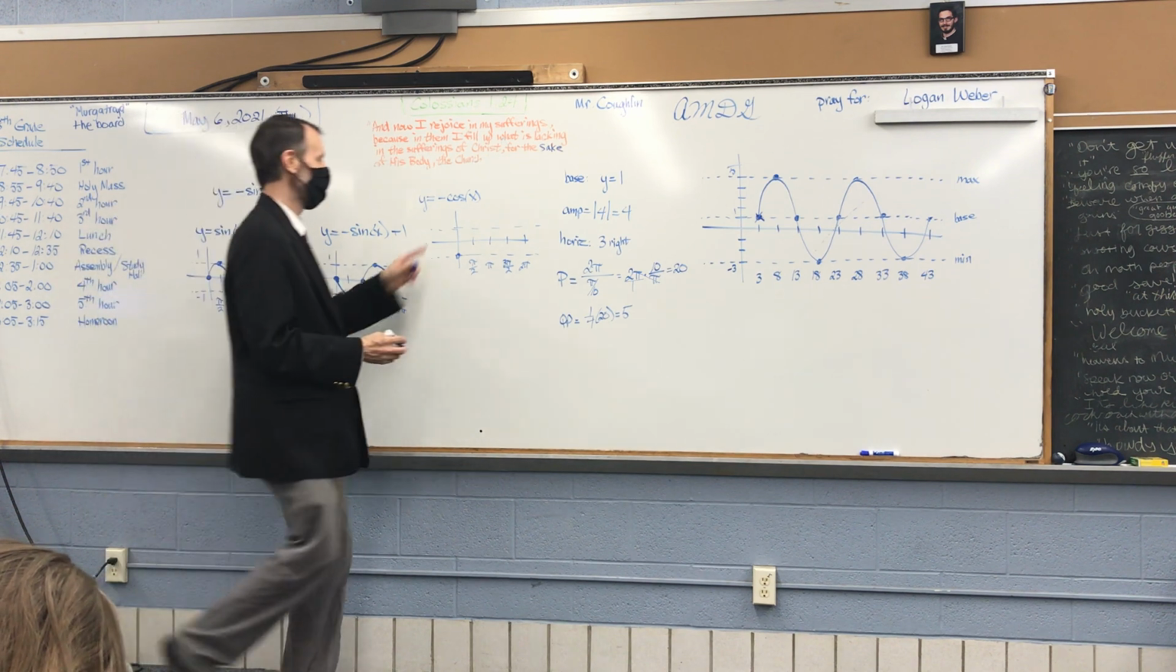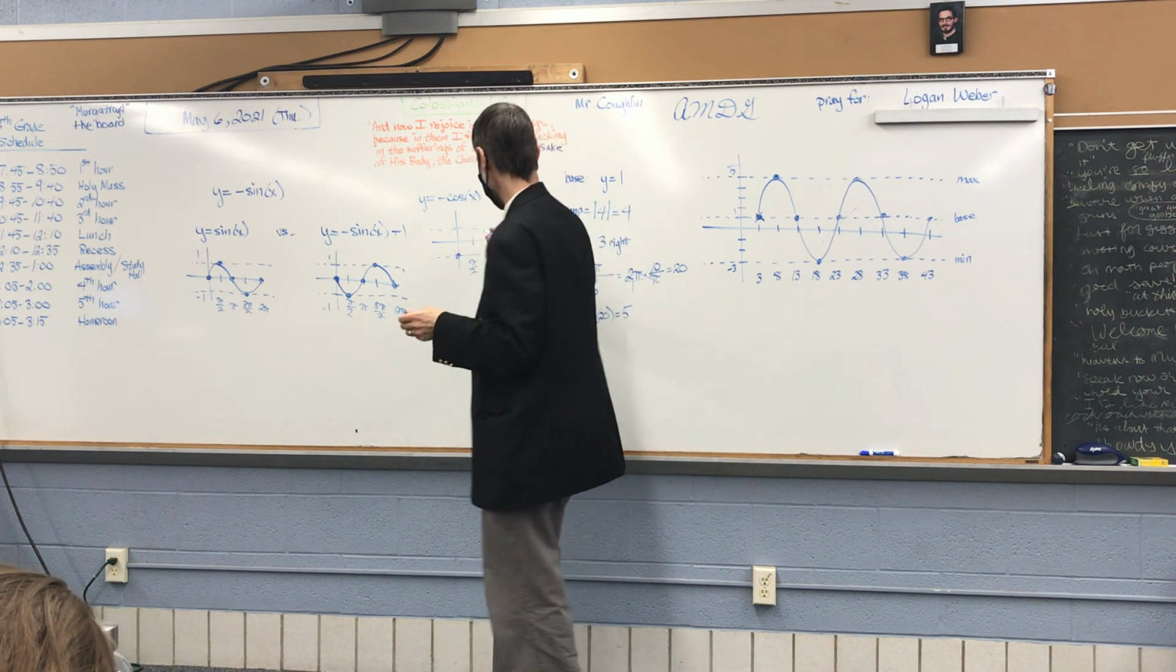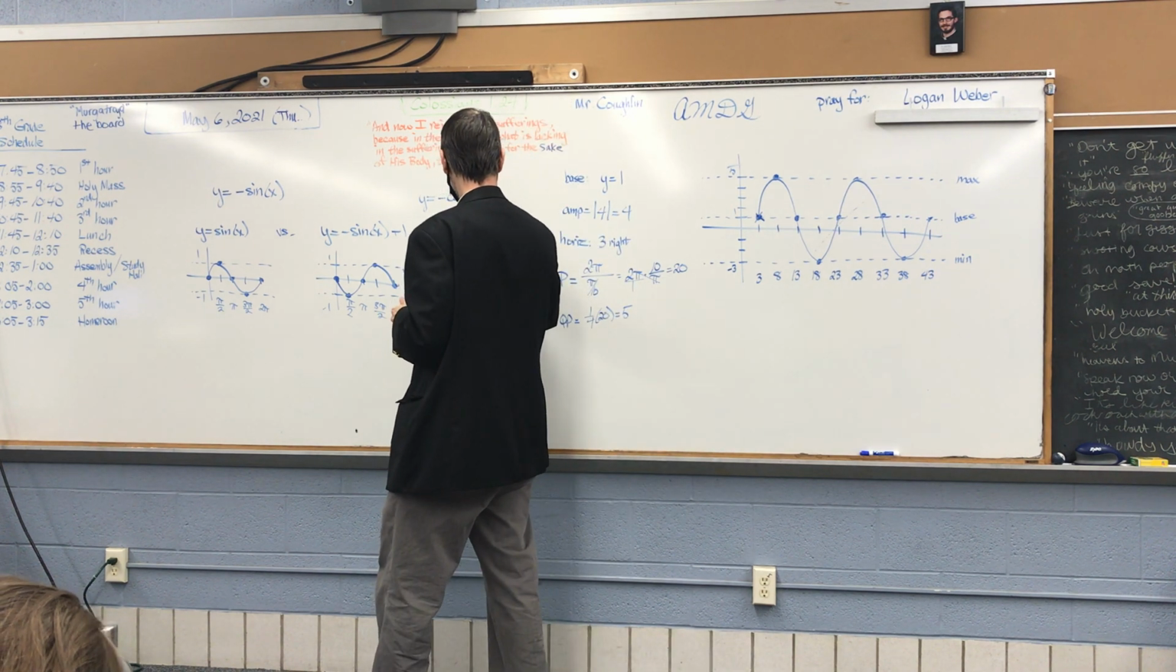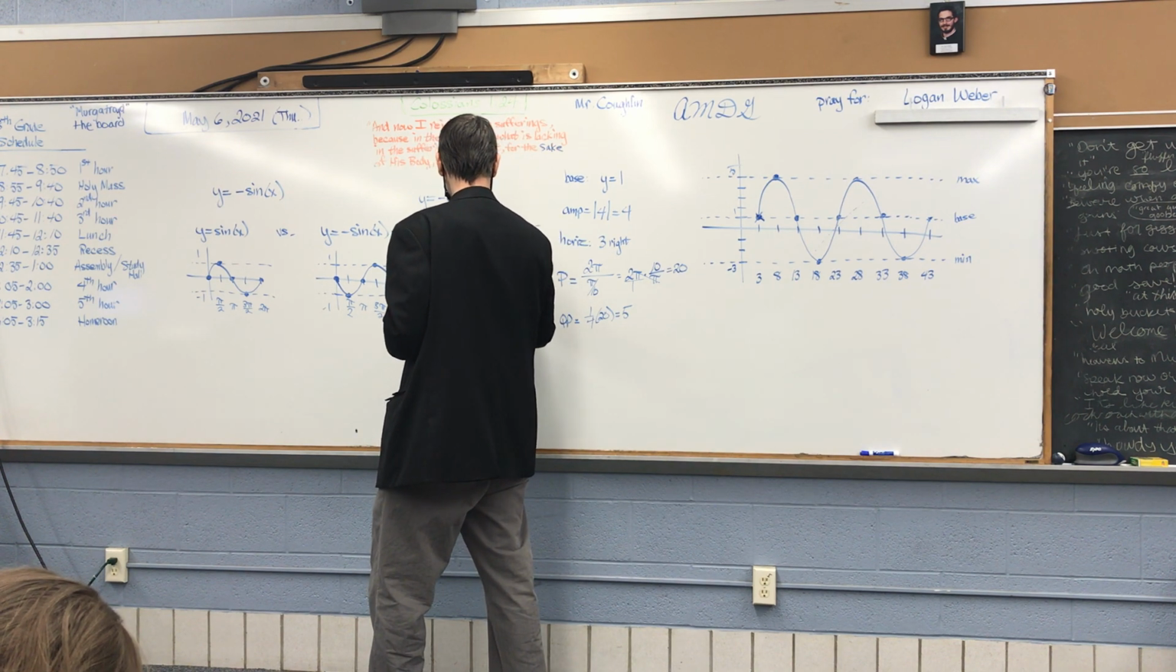Okay. Negative cosine starts at the min and goes where? Up. Goes up to the baseline, then max, baseline, min. Exactly right.